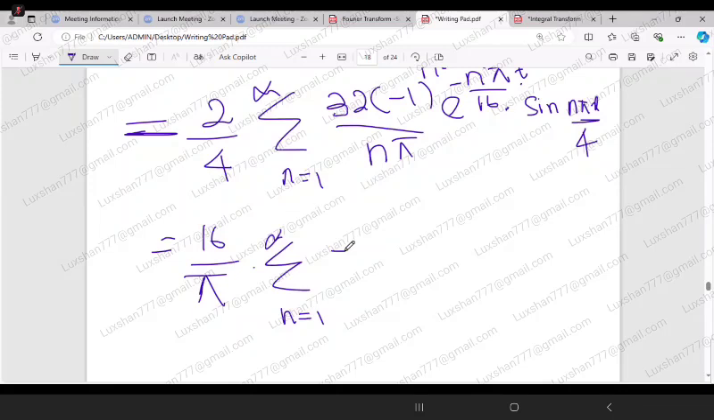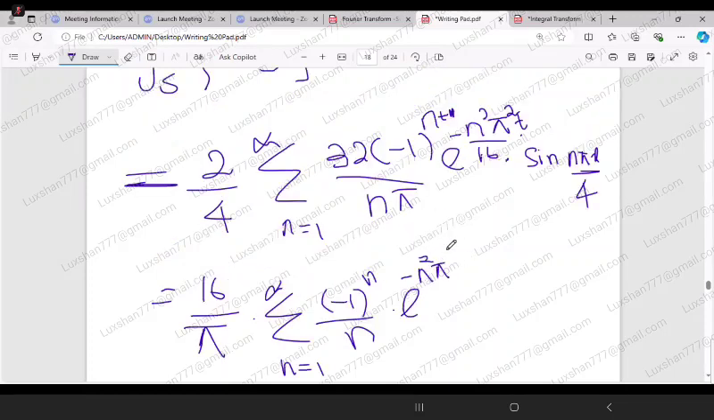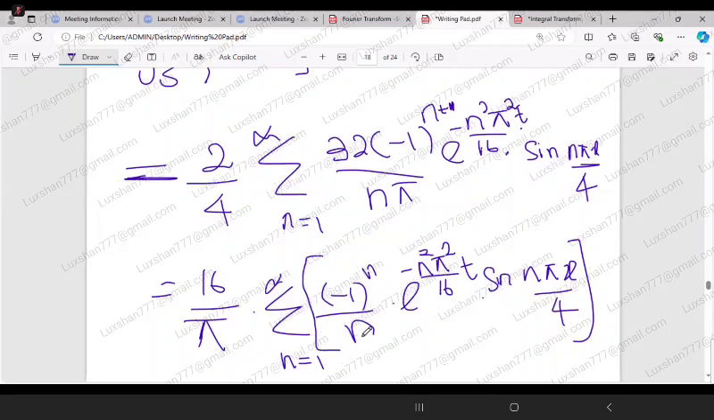What is that? Minus 1 to the power n over n, e to the power minus n squared pi squared over 16 t, into sine. So that is the answer.